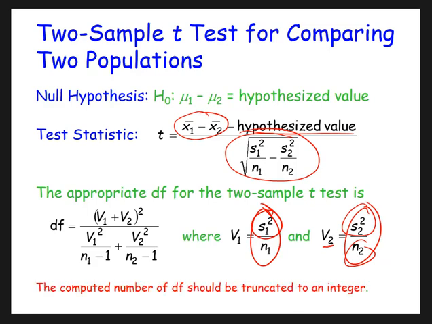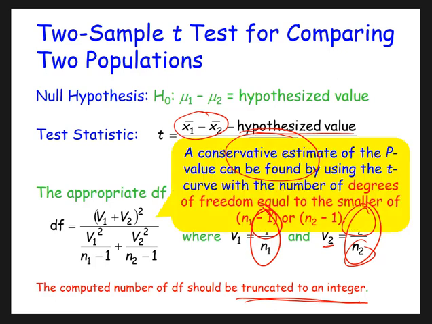The computed number of degrees of freedom should be truncated to an integer. So even if it is like 27.9, it gets rounded down to 27. Truncated means always rounded down, never rounded up. And this ends up giving a conservative estimate of the p-value using this number of degrees of freedom on the curve.